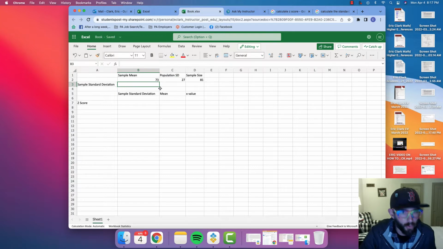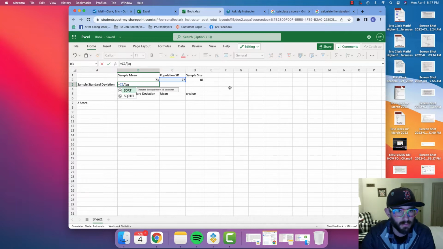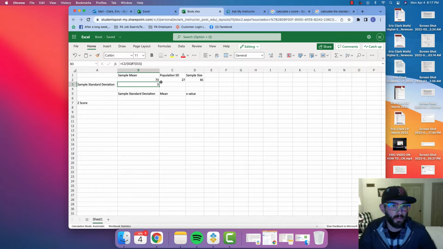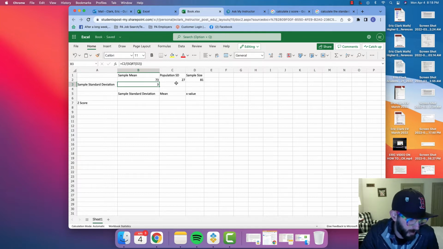In order to calculate the sample standard deviation, it's going to be equal to the population standard deviation divided by the square root of, let's see, SQRT, this right here. Let's double check this and see if it works out. Perfect. So the sample standard deviation in this case is going to be 3. If we look at this formula, C2 is the population standard deviation, which goes in the numerator, and then the square root of D2, which is the sample size.